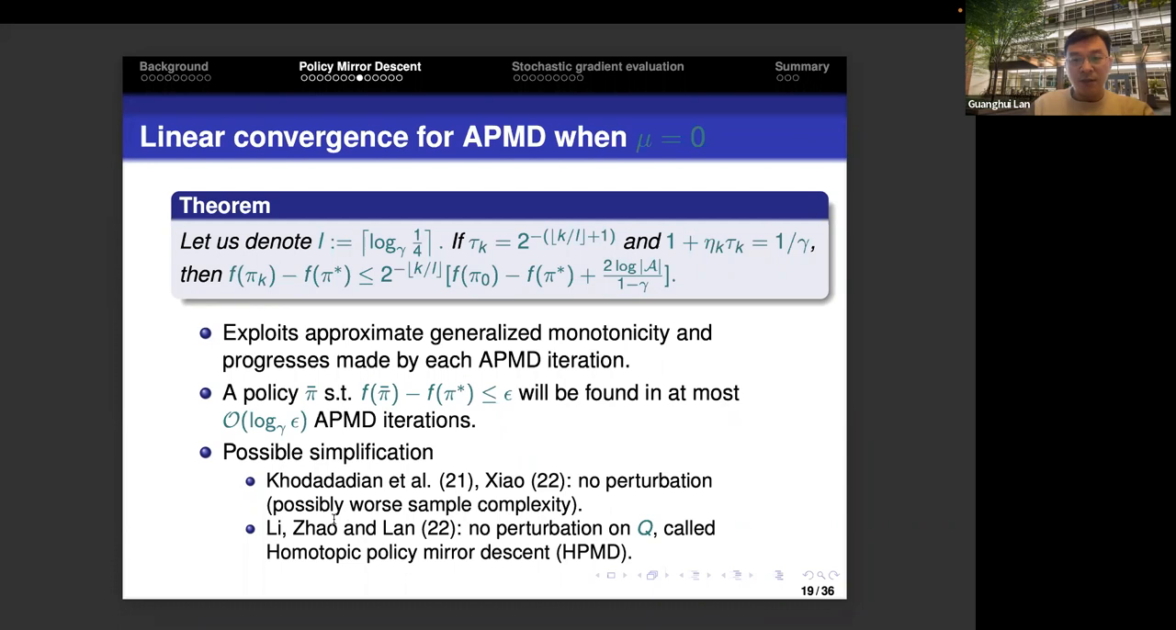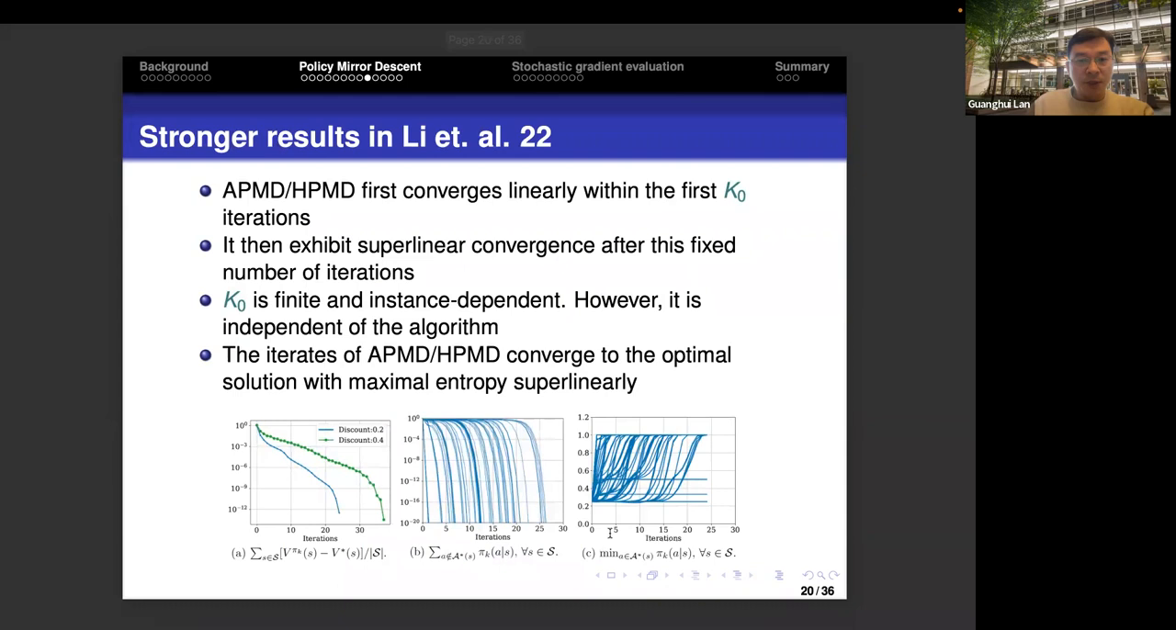Basically the PMD method is a generic framework, and you can add a perturbation or you don't need to. You can add a perturbation either in the Q function or in the subproblem. In this more recent work, we show that if you add a perturbation to the subproblem, but not to the Q function, then you can have even nicer properties.